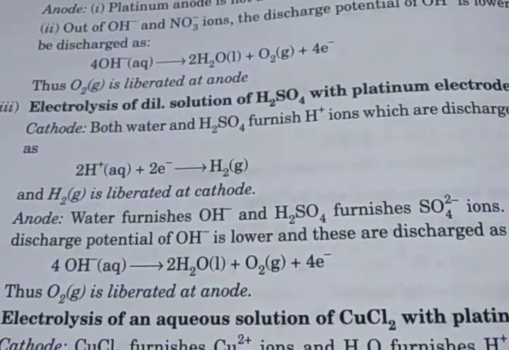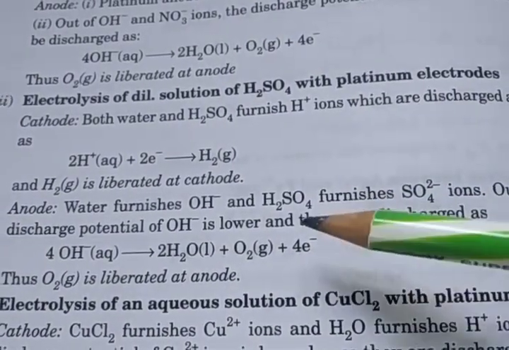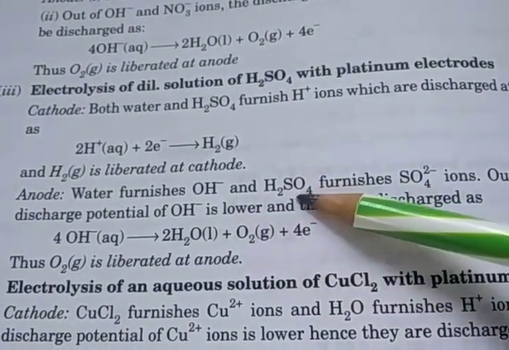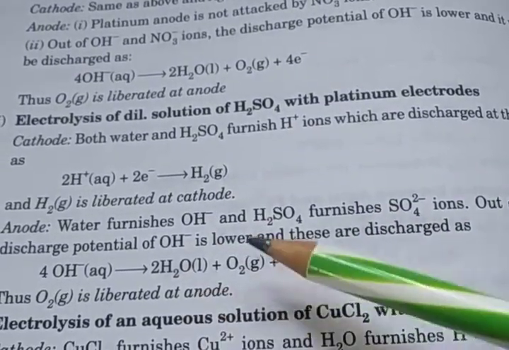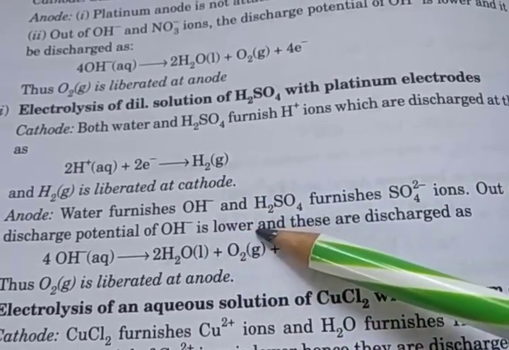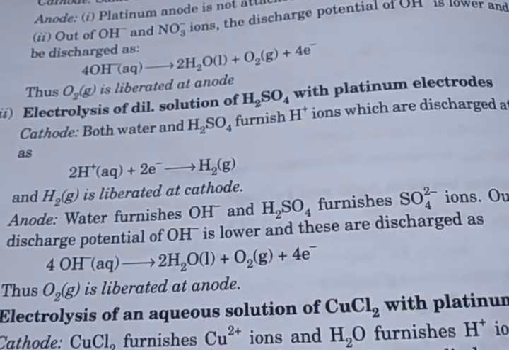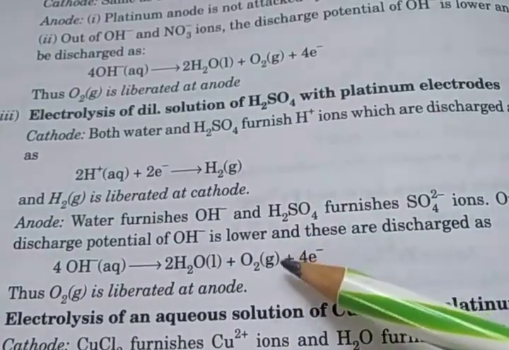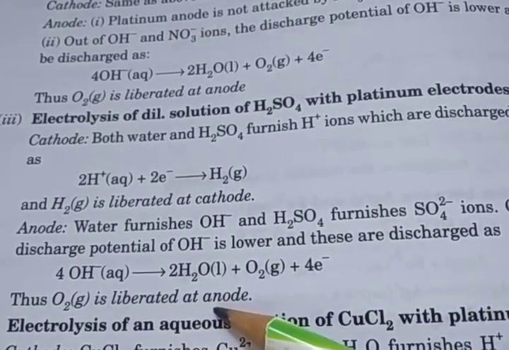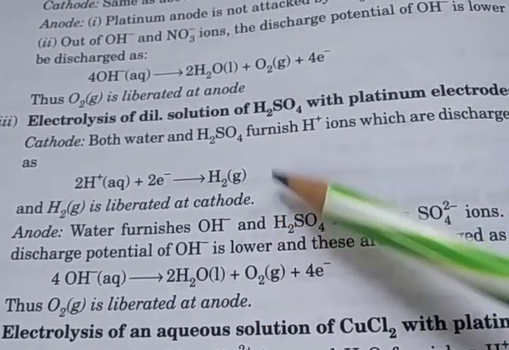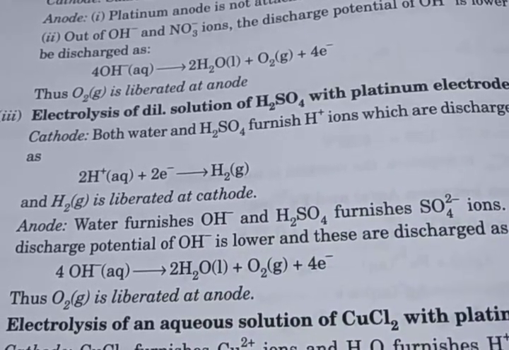But at the anode, water furnishes OH- and sulfuric acid furnishes the sulfate ion. OH- is the basic ion and the negative ion from sulfuric acid is the sulfate ion. But out of these, the discharge potential of the OH- ion is lower. So these are discharged as 4OH- converting into 2H2O plus O2 gas plus 4 electrons. So at the anode, oxygen gas is liberated. On the cathode, hydrogen gas is liberated, and on the anode, oxygen gas is liberated.